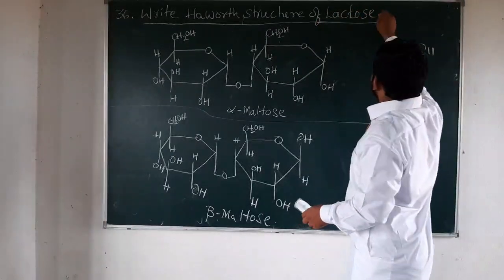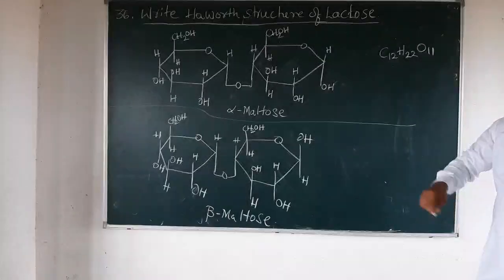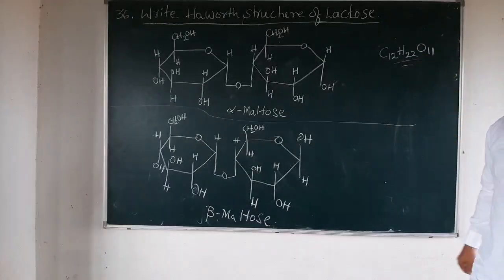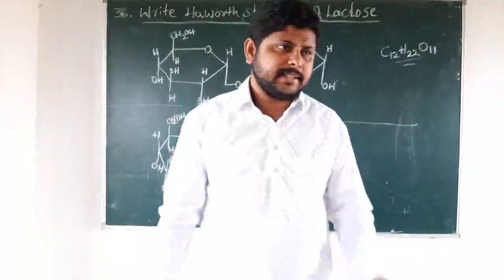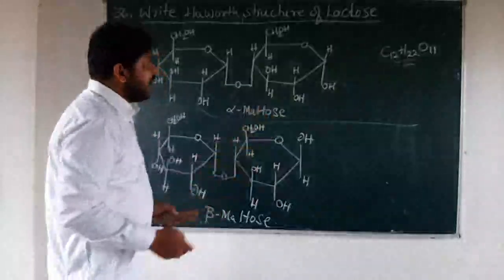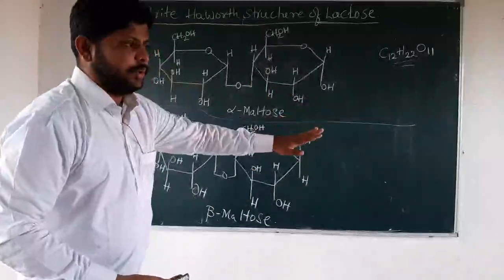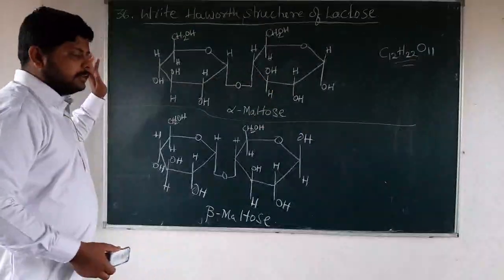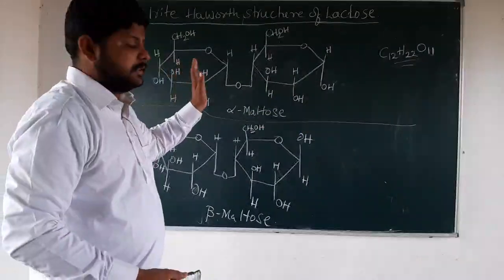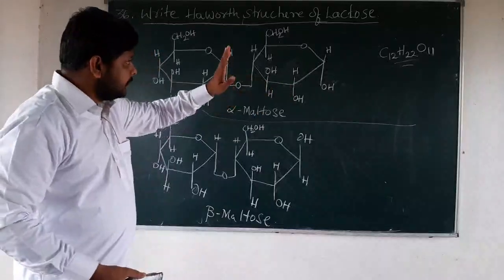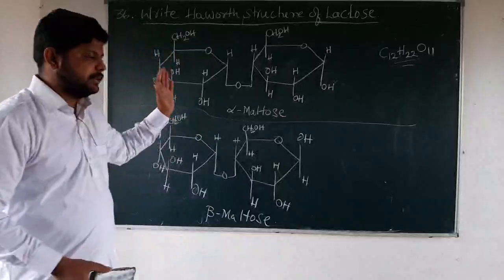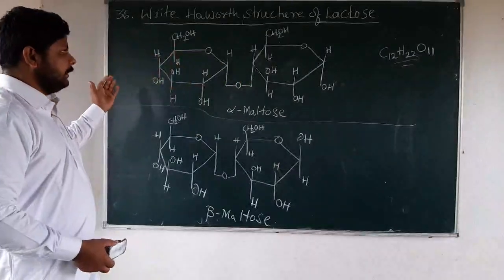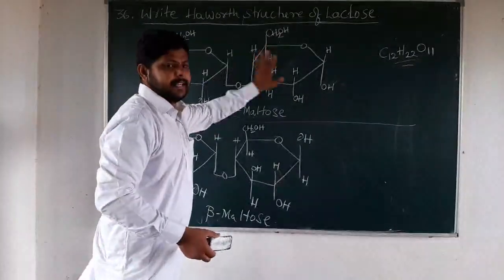Lactose. Haworth structure of lactose. Lactose also has the same molecular formula, C12H22O11, but its structure is not the same as this. Lactose is made from glucose and galactose. Glucose and galactose.